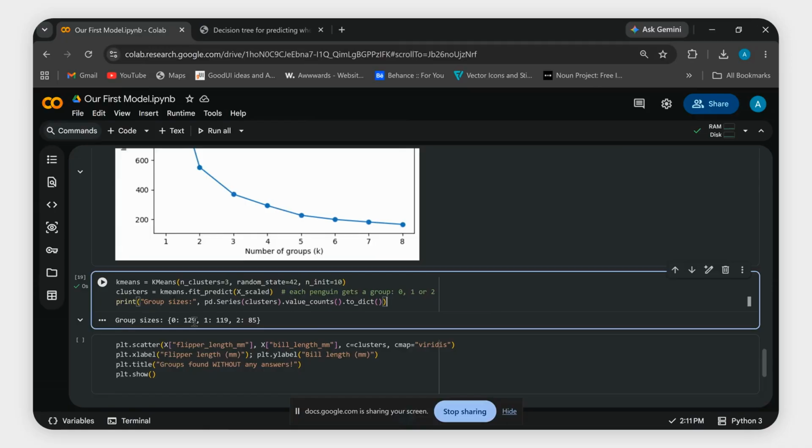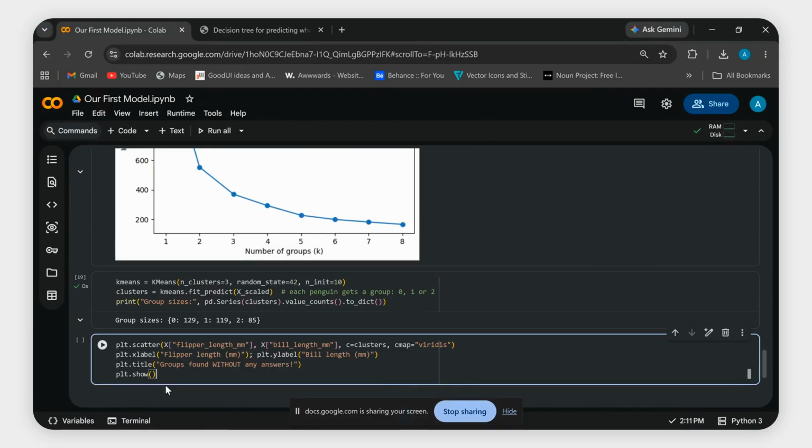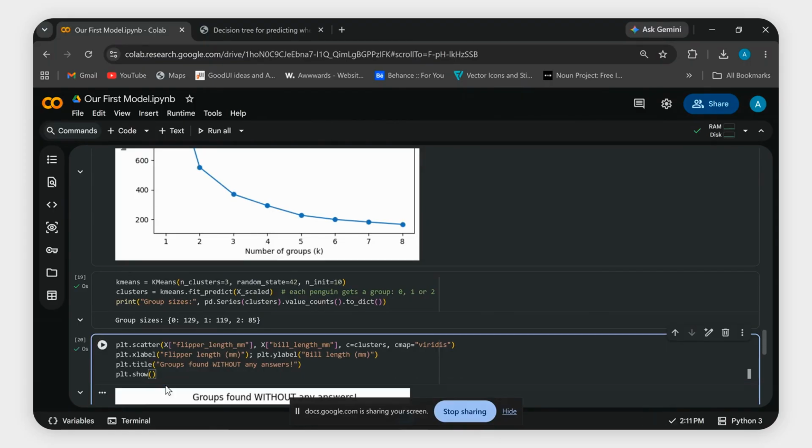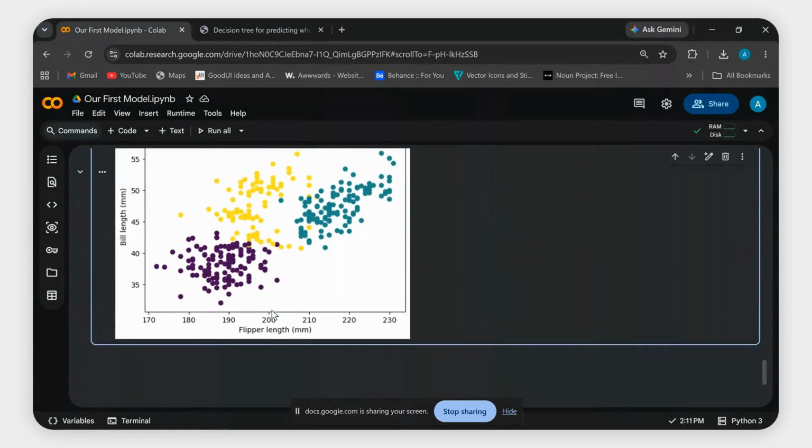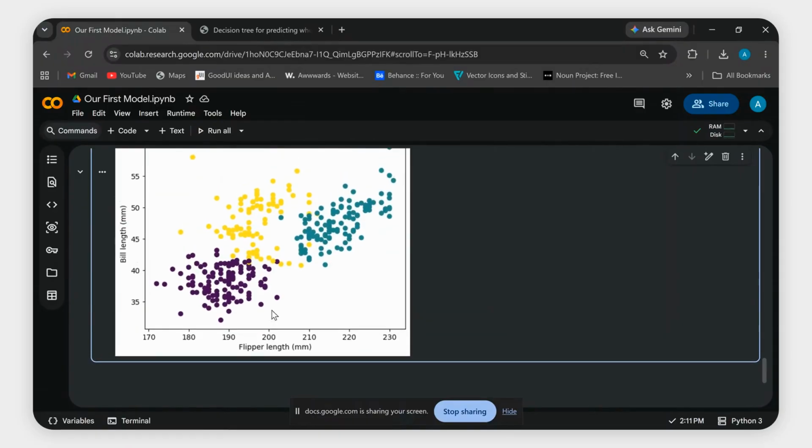So see, the 0 has 129, 1 has 119, 2 has 85. That's the 3 groups. And then cell 6 should show us a scatter plot. Let's see what gives. Yes. So cell 6 shows us a scatter plot. You can see that the model has found structure in the data without using anything but numbers. We'll come back to this scatter plot and read it together.